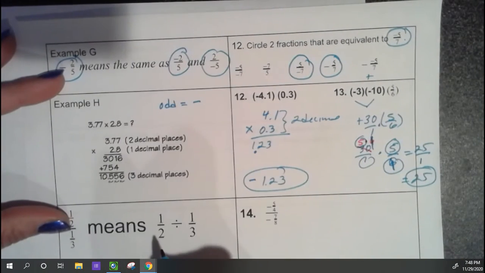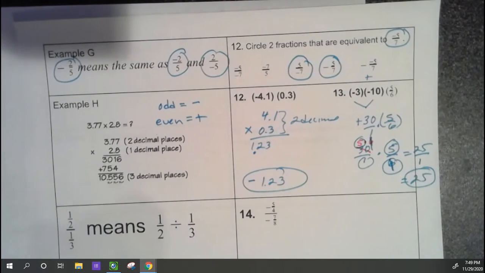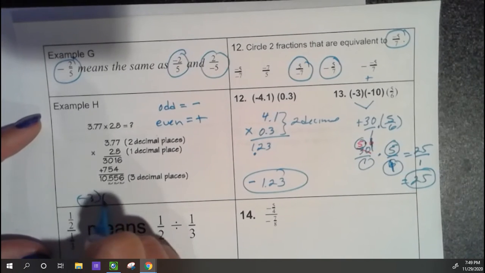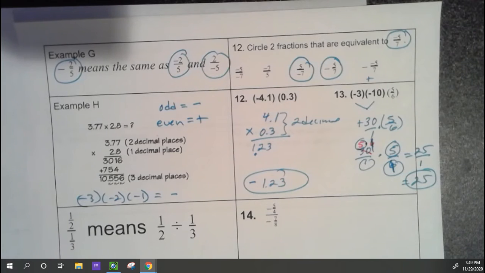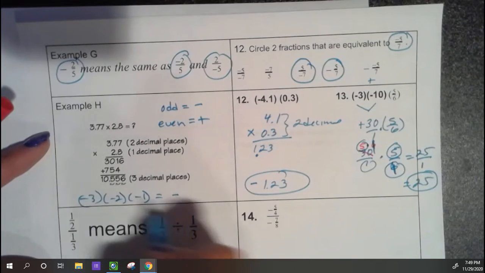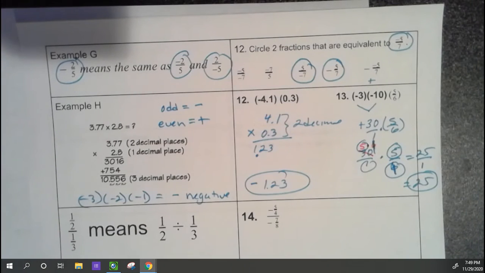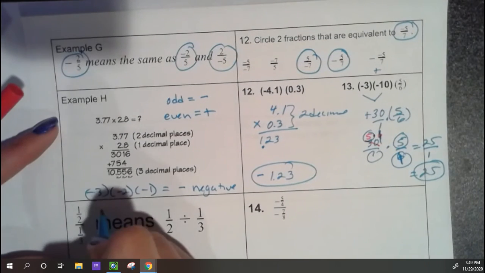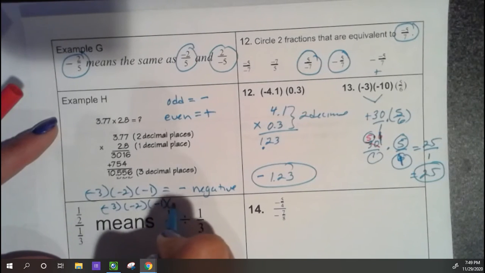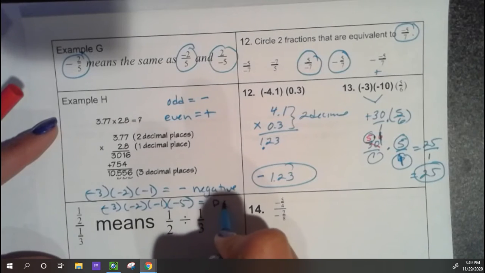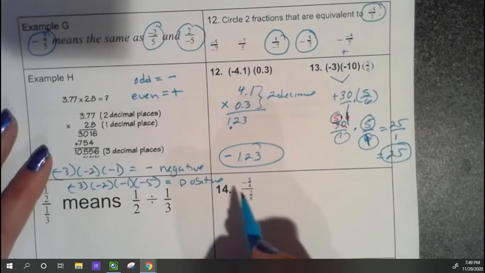Odd number of negatives, my answer will be negative. Even number of negatives, my answer will be a positive. So if I had -3, -2, and -1, that would be odd. So my answer would be negative. But if I had an even number of negatives, my answer would be positive. If I had like 4 of them, something like -3, -2, -1, -5, my answer there would be a positive because I have 4 of them. 4 of them is even.